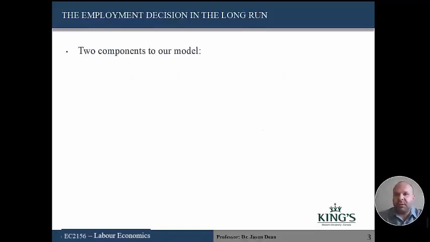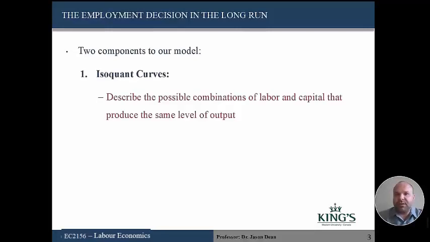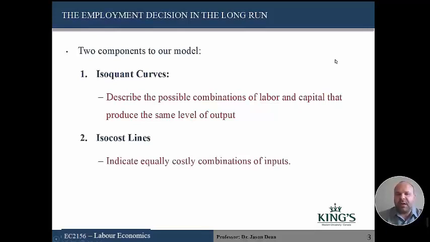So there's going to be two components of the model. One is called isoquant curves. Isoquant curves show the possible combinations of labor and capital that produce the same level of output. It's similar to an indifference curve. An indifference curve shows combinations of goods that an individual would remain indifferent between, but we're not talking about preferences here, we're talking about production. The second component are called isocost lines. Isocost lines simply indicate equally costly combinations of inputs.